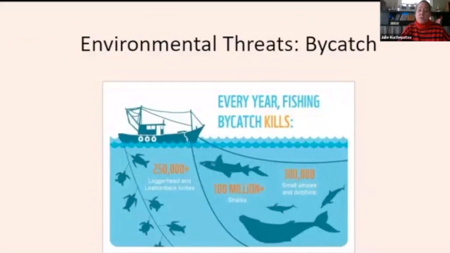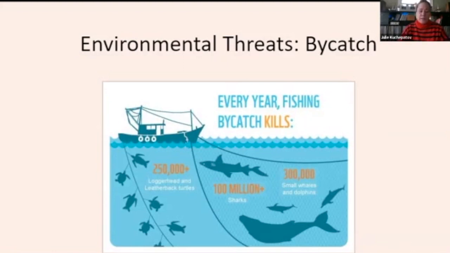Another environmental threat is bycatch. Bycatch is the capture of non-target species, and it could include animals such as dolphins, whales, marine turtles, and seabirds, but it also includes other fish. If you're going out to catch salmon, which is your target species, and you catch a lot of tuna at the same time, which is not your target, that tuna is considered bycatch.